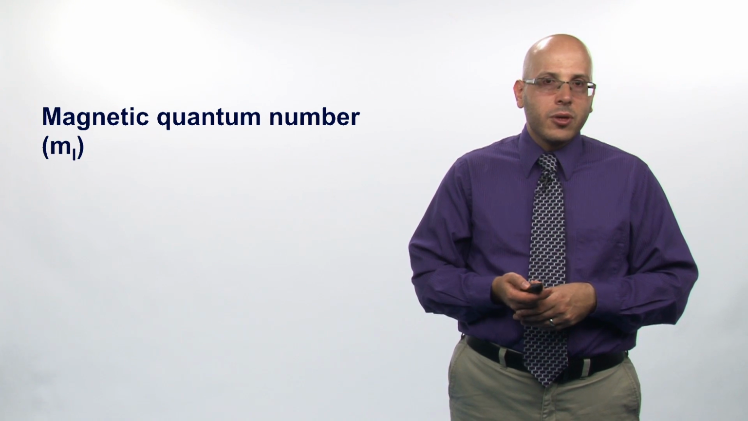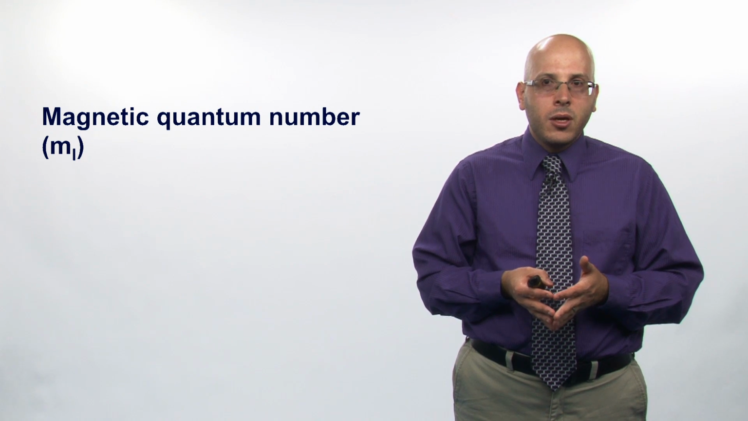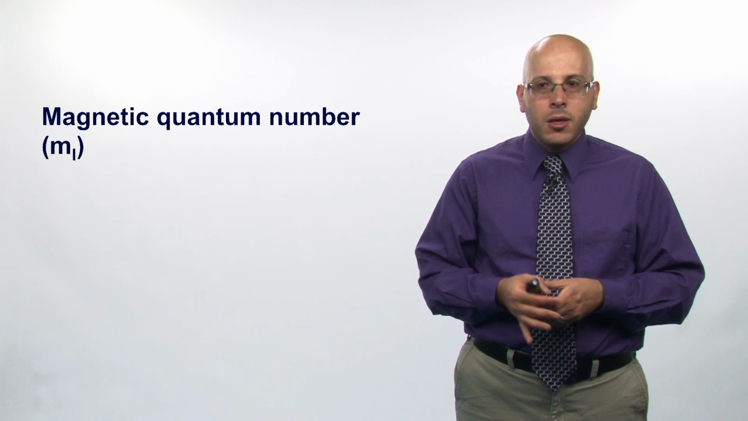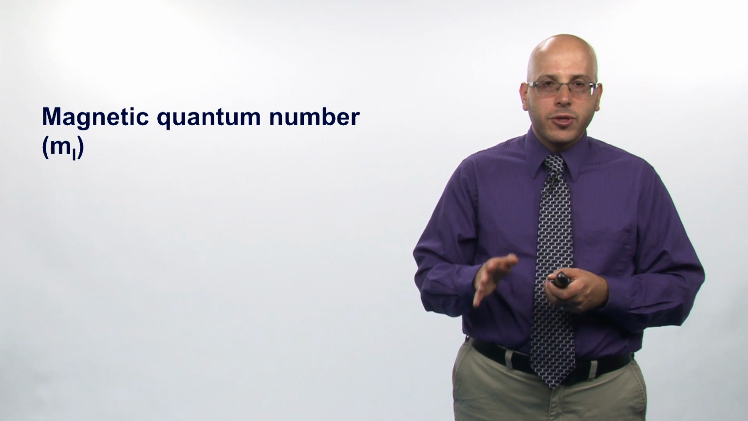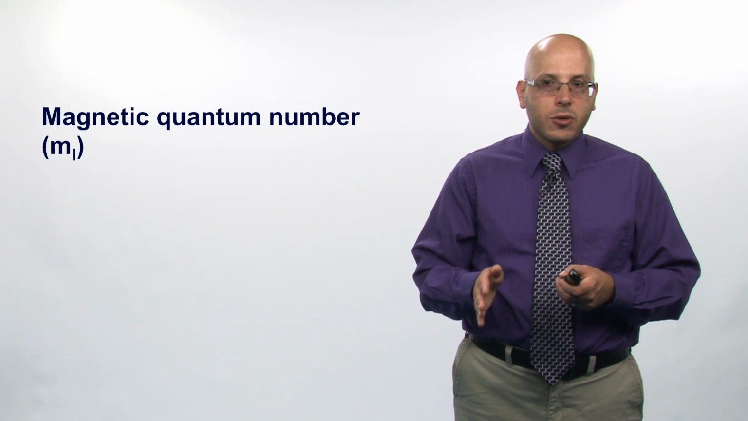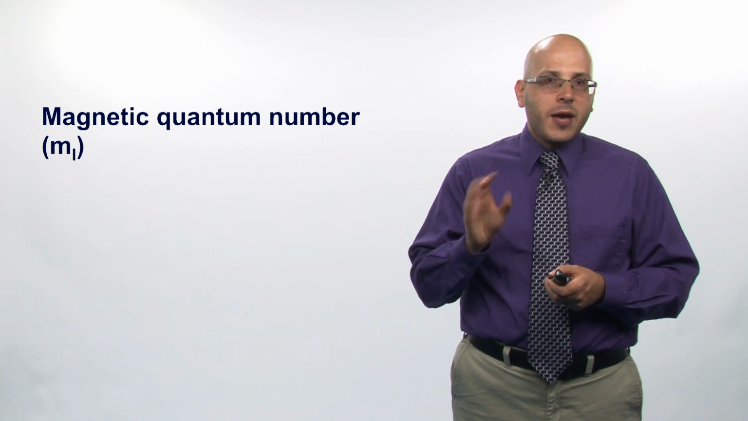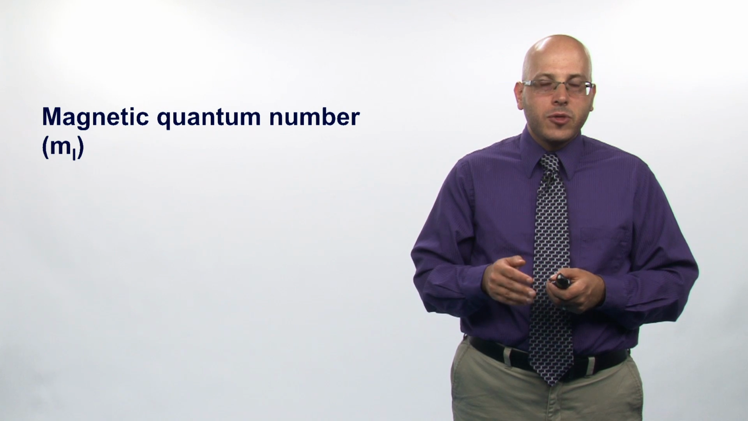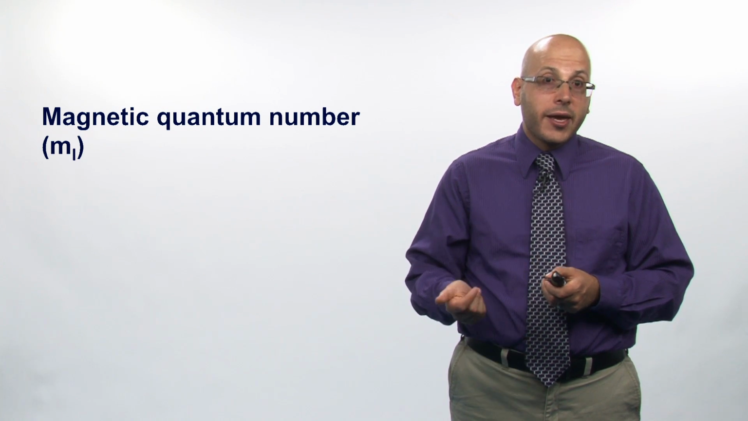The third quantum number is called a magnetic quantum number, which depending on the book you use might be called either M or M sub L. And there's another rule for determining the value for this. So the qualification here is that the absolute value of M sub L has to be less than or equal to L, which means that M sub L itself could be a negative number.